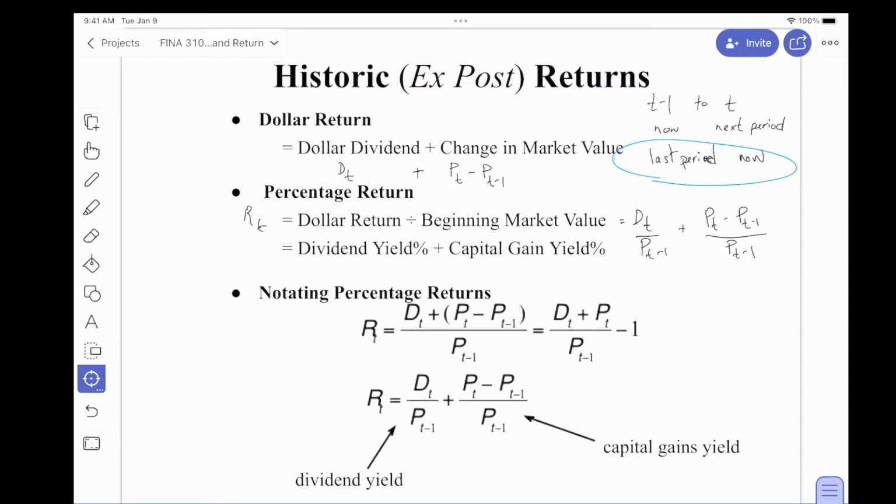rearranging in this way, where we take the dollar return plus the price today and divide by the previous price and then subtract 1. So basically, what's the percentage, right? We're taking off the principal for every dollar invested. In other words, this is just the percentage that results in return. Right, so this is per dollar invested. I could also write it like this, as I discussed, dividend yield plus capital gains yield.